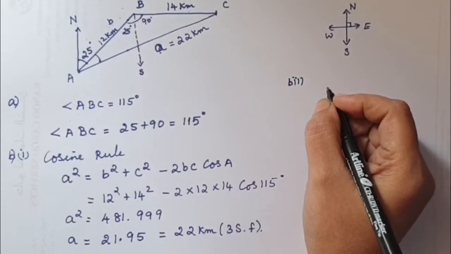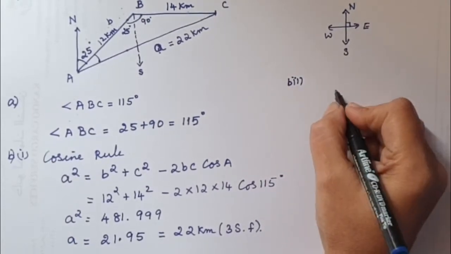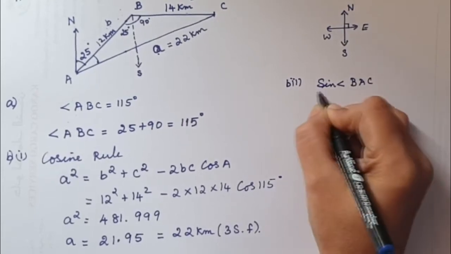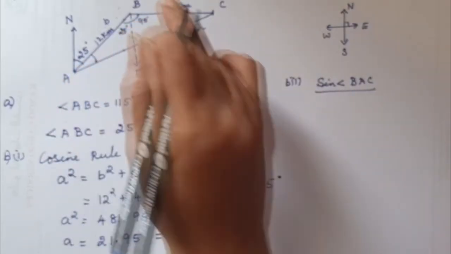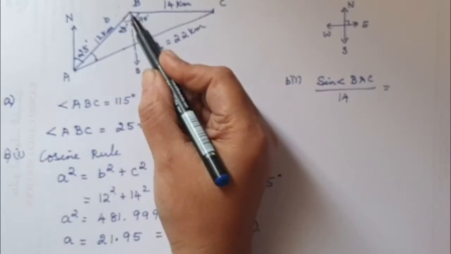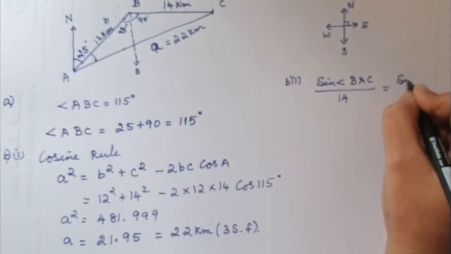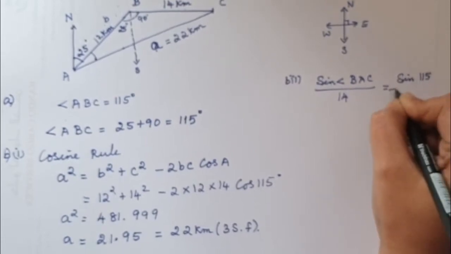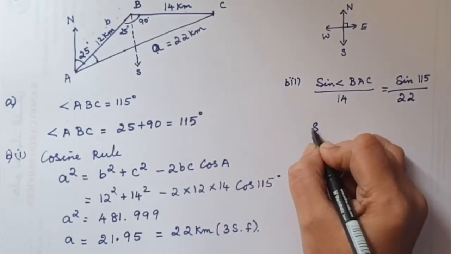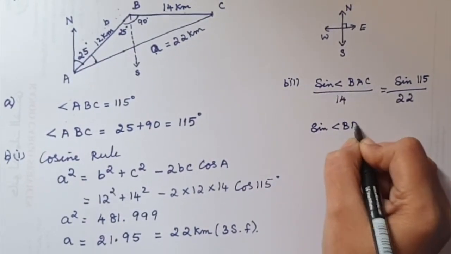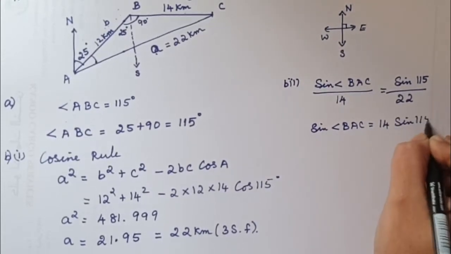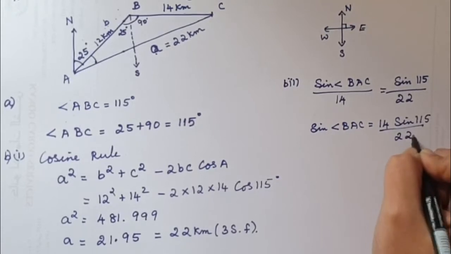So now in order to use the sine rule, we have sine of angle BAC. What is the opposite side for this angle? It is 14. So 14 will be equal to, and then this one sine 115, and then for this the opposite is 22. So it will be sine of angle BAC equal to 14 sine 115 divided by 22.